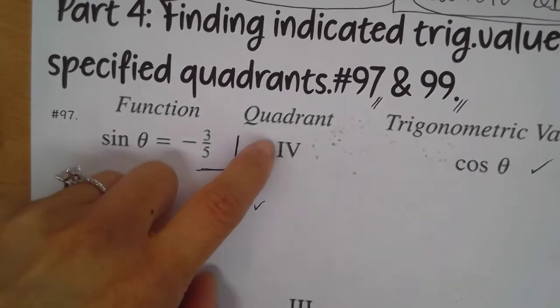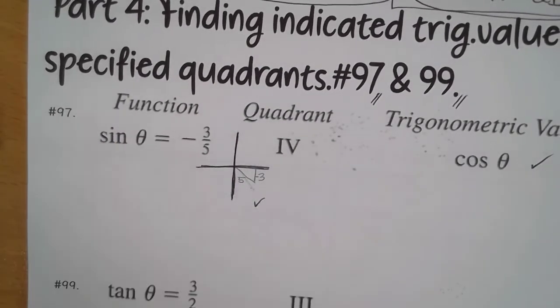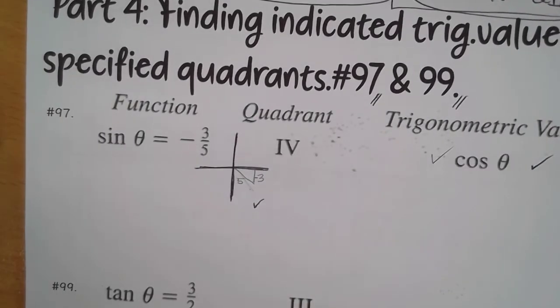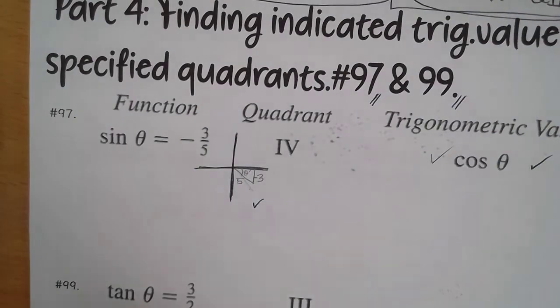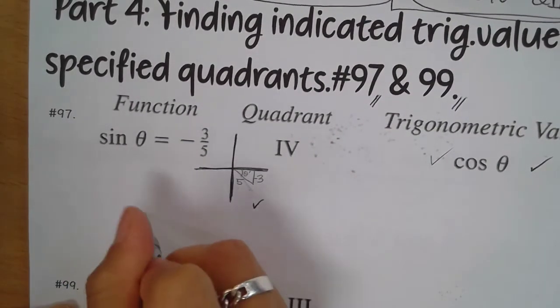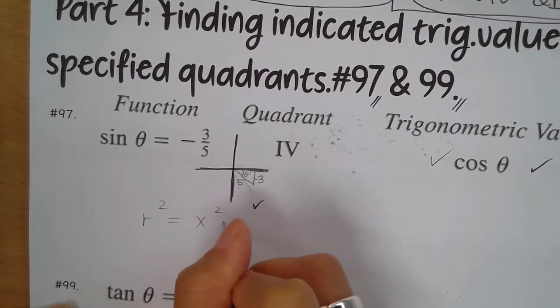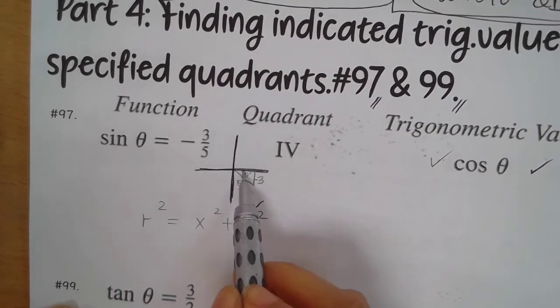So now, it's quadrant 4, and they gave you the sine. They want us to find the cosine of theta. This is your reference angle here, right? Now, you need to find this side. So remember, you have the radius. Remember this equation? r squared equals x squared plus y squared. Well, you have your y. You need your x, right?